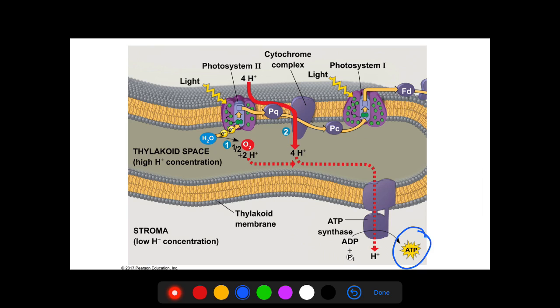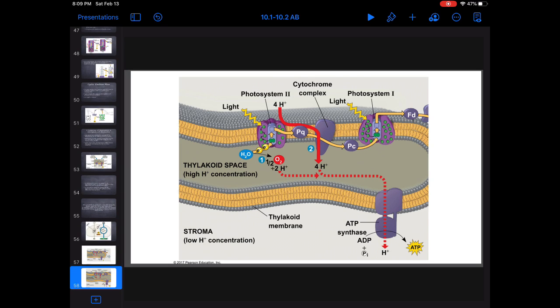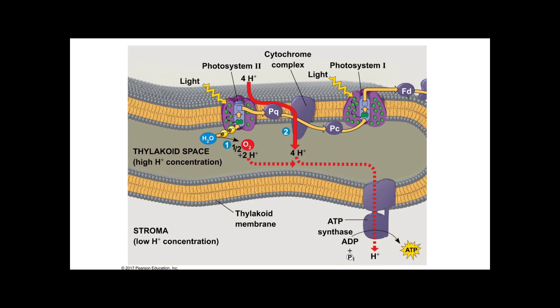So here's just a closer look of that happening. You see the production of ATP right here through ATP synthase, which is getting the energy from the protons that are being pumped. So this is a lot of information, I know, but this is very important to know when we're learning about photosynthesis. You probably have never heard of photosynthesis being this complex, but it really is.